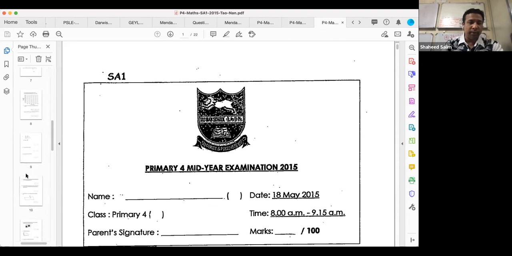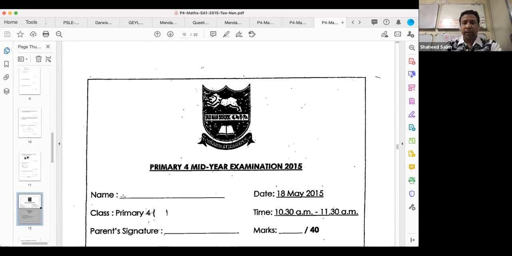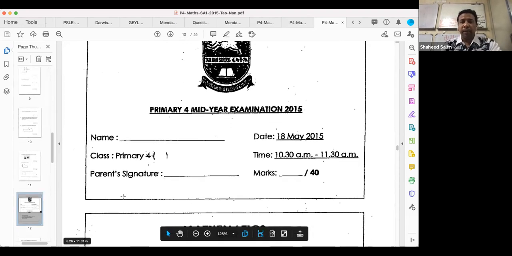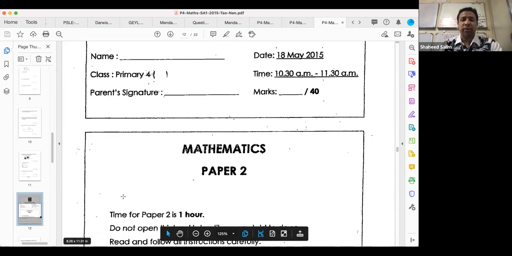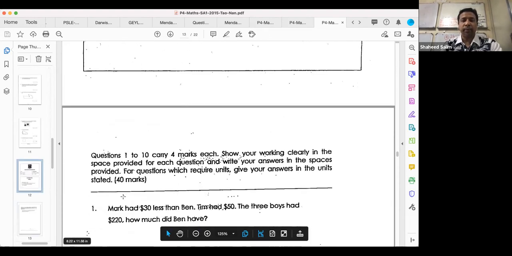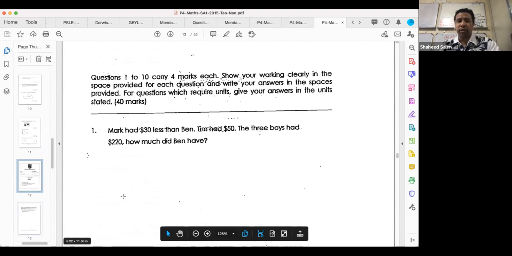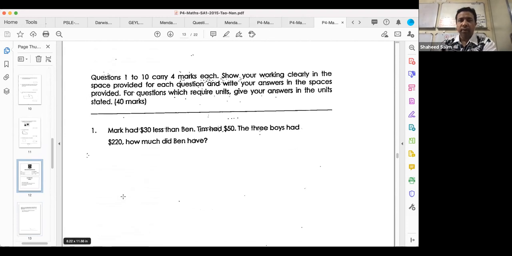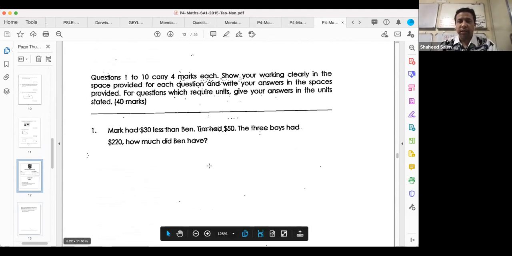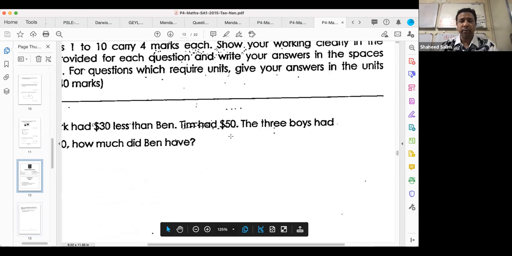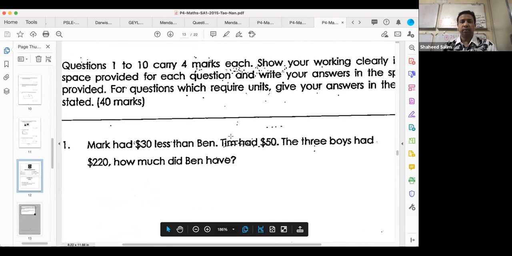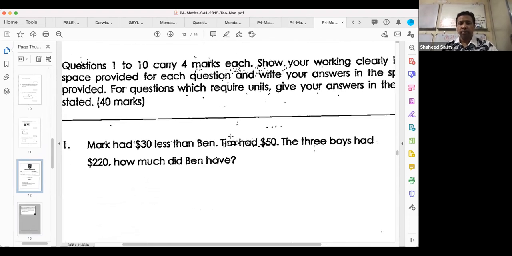So let us try. We start with paper two. Okay, it might be a little bit tough, but I want you to just try. Okay, you can do it. We start with problem sums here. Okay, you need to do on a paper and pencil so that I can check the working. Okay, if you cannot see, I'll enlarge it. There are three persons: Mark, Ben, and Tim.